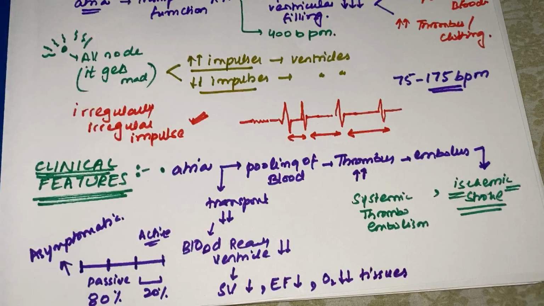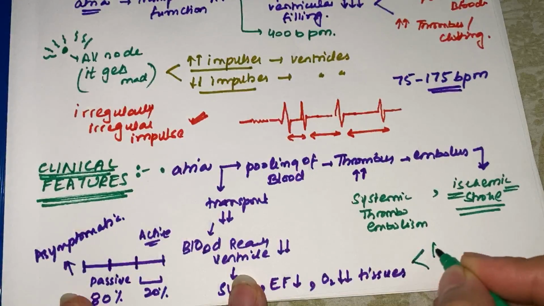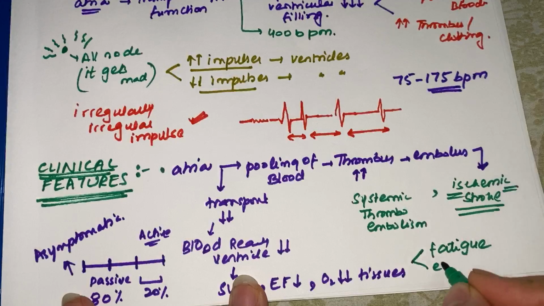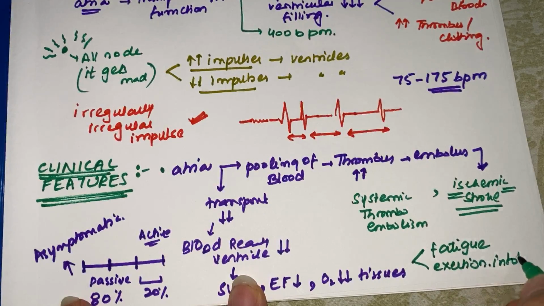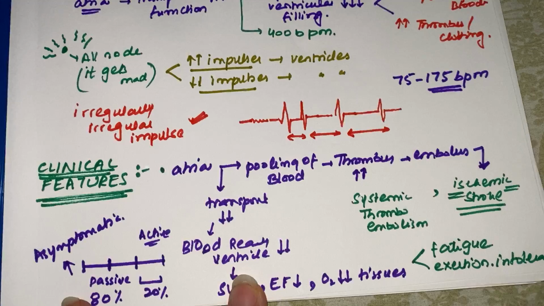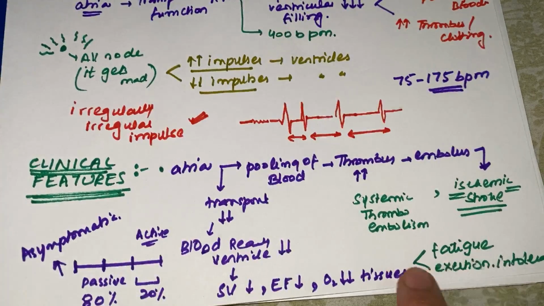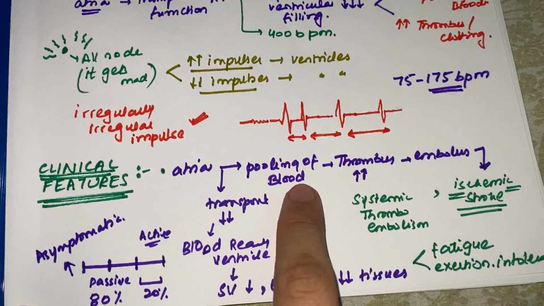So as a result, the features that the patient will present with will be fatigue, exertion intolerance. Fine. So these are the features which the patient will present very easily. First of all, talking about the atrium, we have two problems.